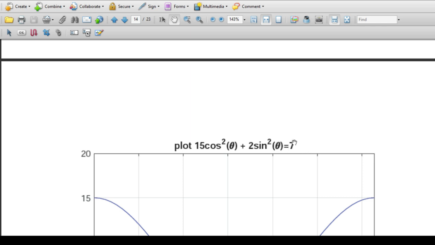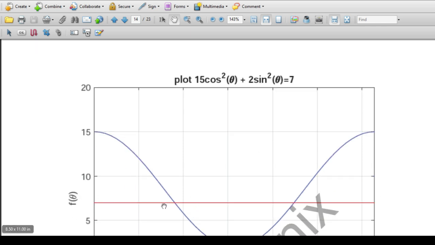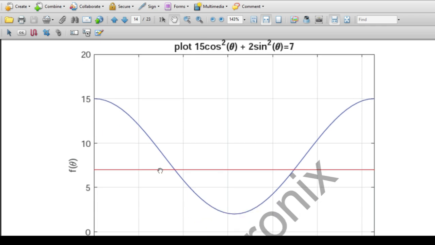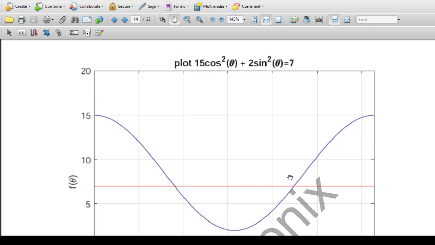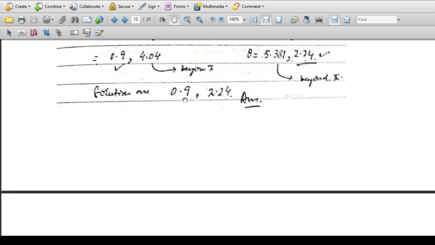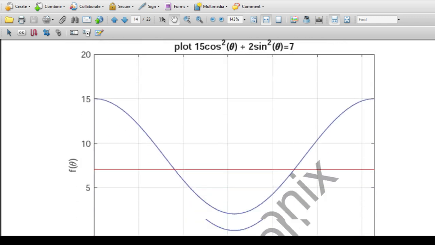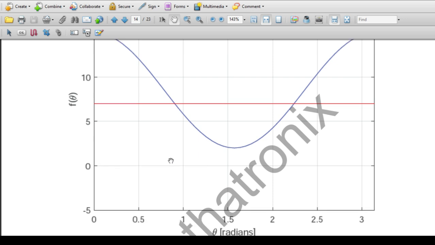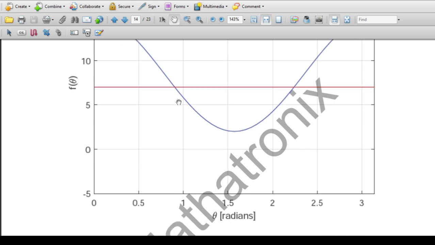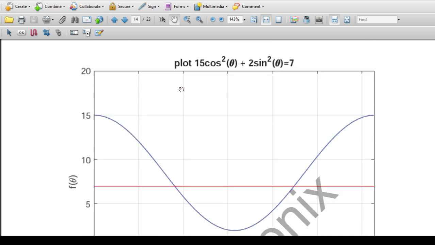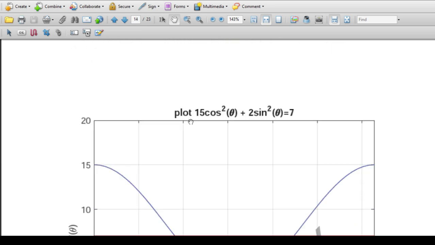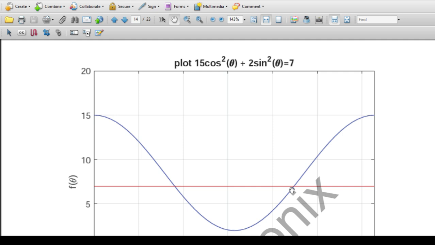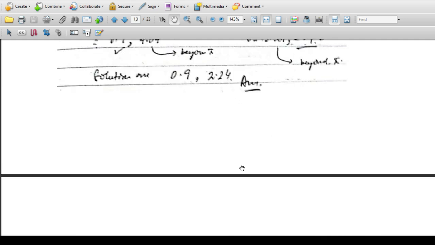We equate it with 7. So this is 7. And we see that it intersects at this point and this point. So these are our solutions. Our two solutions are 0.9 and 2.24. We can see it from here. This is 0.5, this is 1, and this is 0.9. So this is our first solution and this is our 2.24.